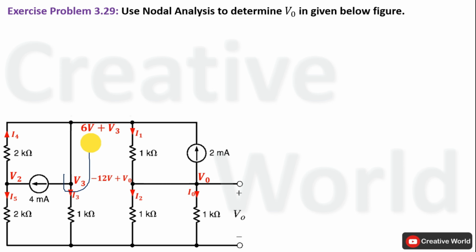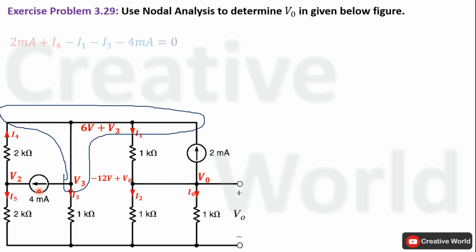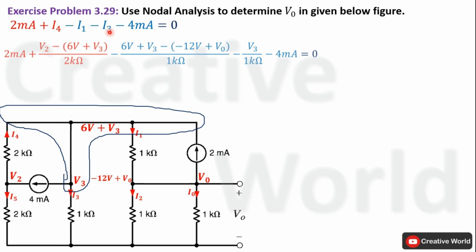We will start from here. On this node, two currents are entering, I4 and 2 mA, while three currents are leaving, I1, I3 and 4 mA. So entering currents will be taken with a positive sign and leaving currents will be taken with a negative sign. In the next step, we have to replace all these currents with their respective equations.